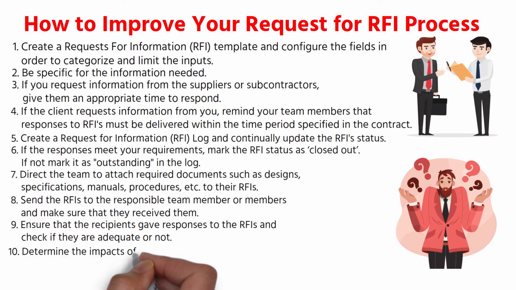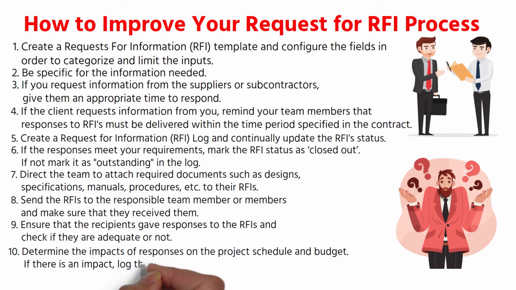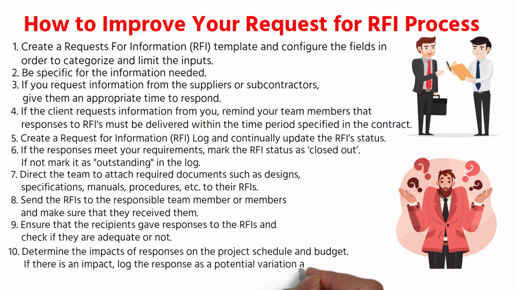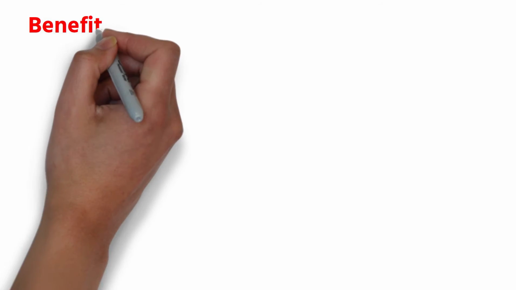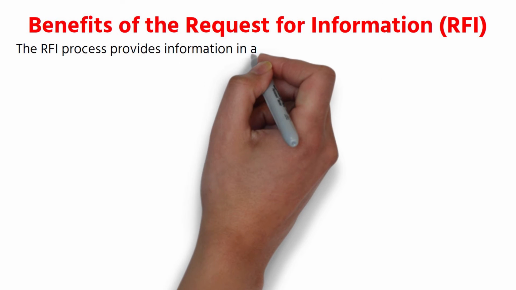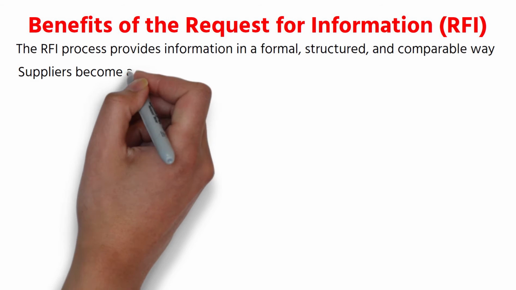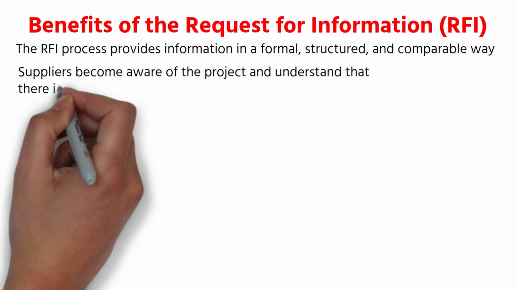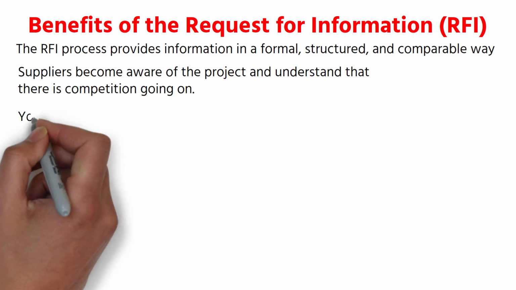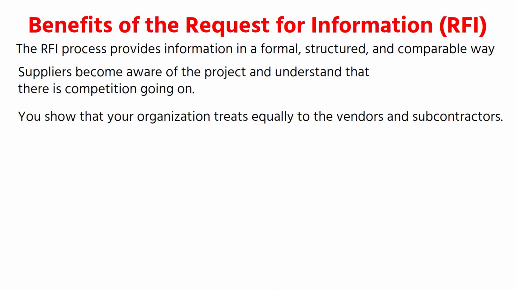10. Determine the impacts of responses on the project schedule and budget. If there is an impact, log the response as a potential variation and review it with the project team. Benefits of the request for information. The RFI process provides information in a formal, structured, and comparable way. Suppliers become aware of the project and understand that there is competition going on. You show that your organization treats equally the vendors and subcontractors.